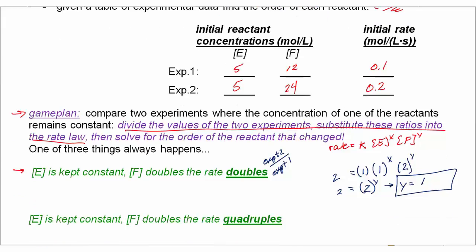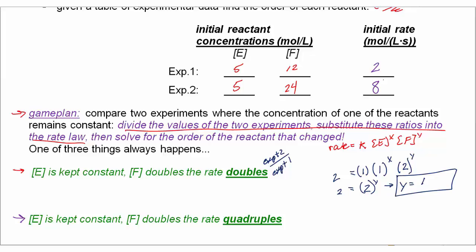Let's try it again. Let's say E is kept constant, so that data is good. F doubles, okay, so that data is good. But the rate quadruples, so let's make something a little bit easier. Let's say it's 2, okay? Quadruples means multiplied by 4, right? 8. So the rate quadrupled, right? If it doubled, you multiply it by 2. Quadrupled, multiply it by 4.